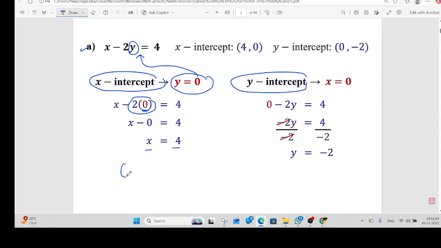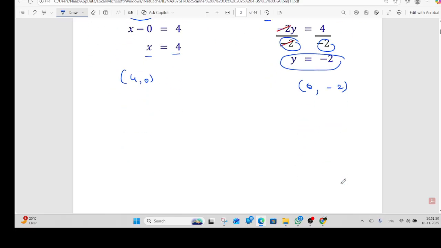So basically my x-intercept is (4, 0). To find the y-intercept, I need to plug x equals 0 in the given equation. So this becomes 0, and I have negative 2y equals 4. I divide both sides by negative 2, and the 2 and negative 2 cancel out. I get y equals negative 2. So the coordinates for the y-intercept are (0, -2), right?